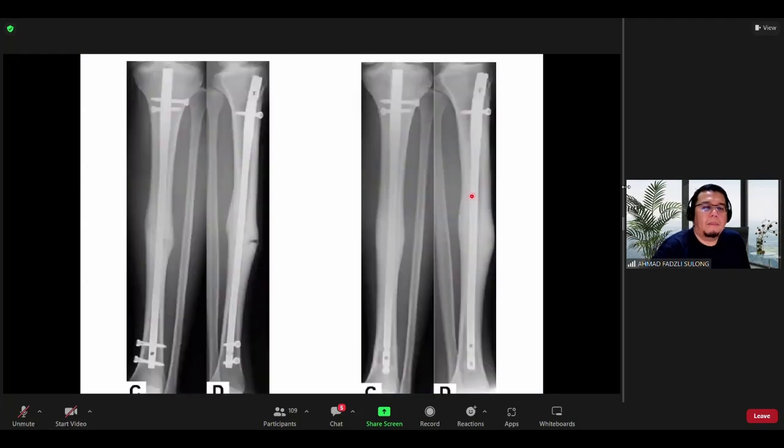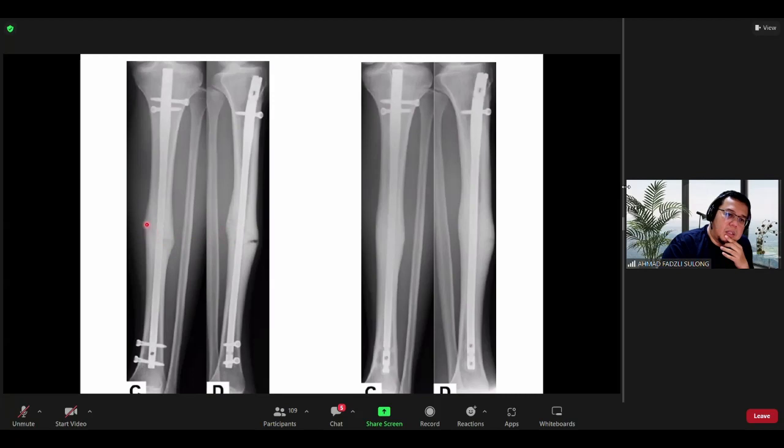Okay, so this is the explanation of yang aku cakap tadi. So in this tibia, this is when you say it is union, right? If you see closely this picture, you can see the fracture line still, right? This is the fracture line. This is the fracture line. However, you can see there is bridging callus across your medial cortex, your lateral cortex, your posterior cortex, maybe not so much at the anterior cortex. But all the other 3 cortices, you can see that there is bridging callus.